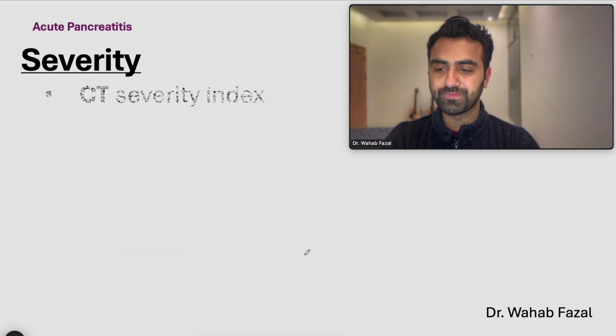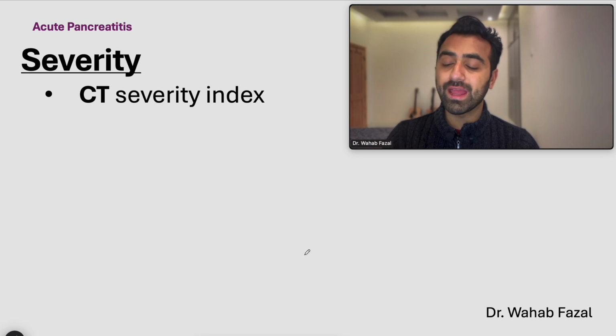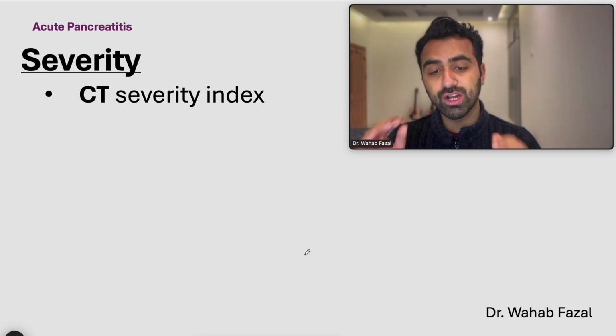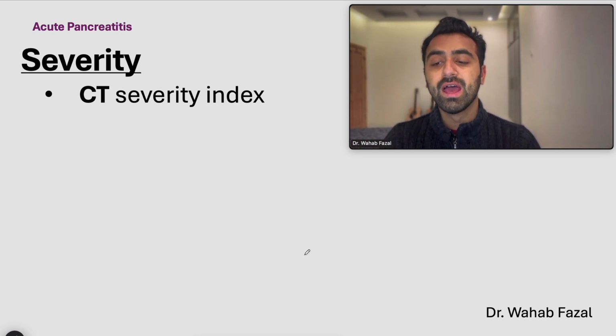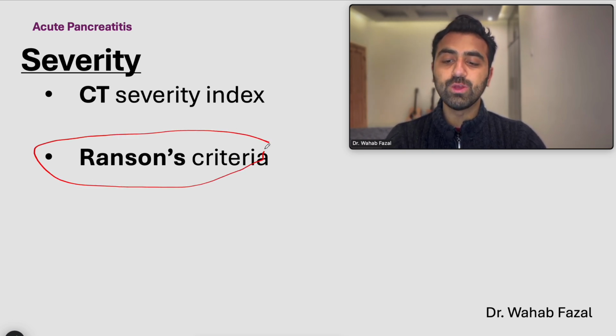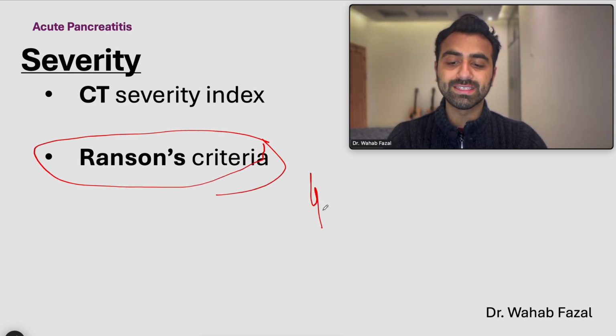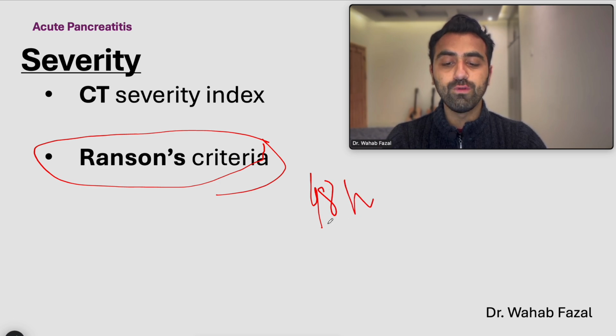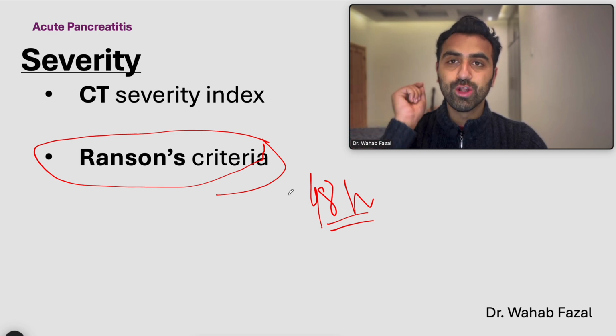So for the severity of acute pancreatitis, there are a lot of scales, a lot of things that are available on the internet that you can actually use. And one of those criteria that was very frequently used was Ranson's criteria. And the problem with this criteria was that you take a full 48 hours to complete it to actually get the score that you need to assess the severity.